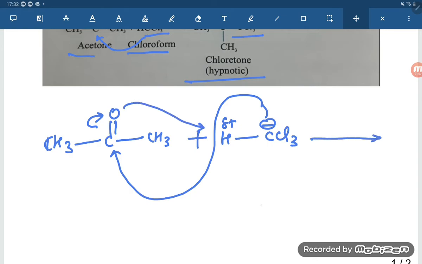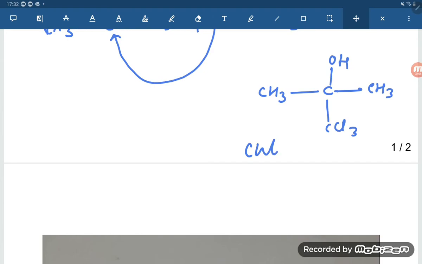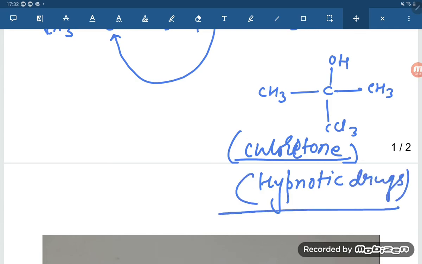So what compound it is going to get, student, CH3C, and on the upper side that is OH, and on this side that is CH3, and here is CCl3, student. This compound, student, is known as chloretone. And this chloretone, student, is a hypnotic drug, right, student? This is a hypnotic drug, student.